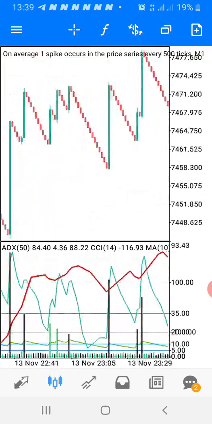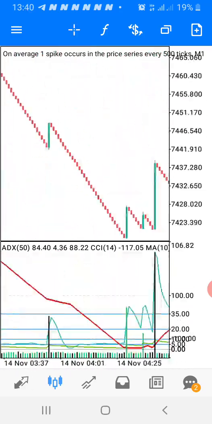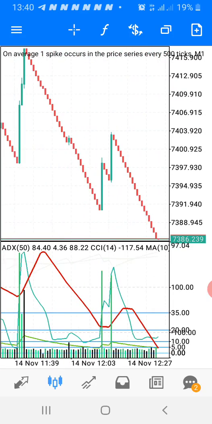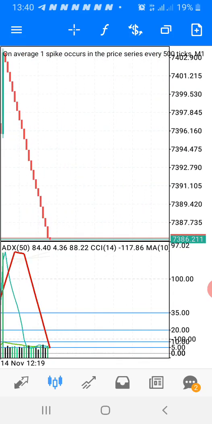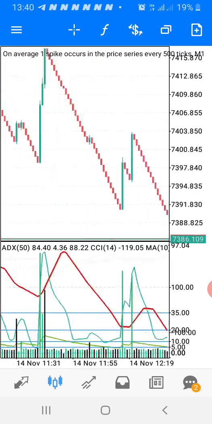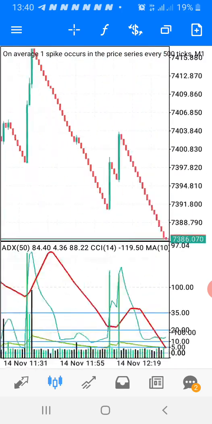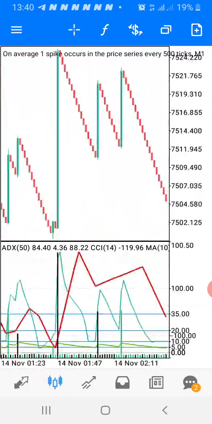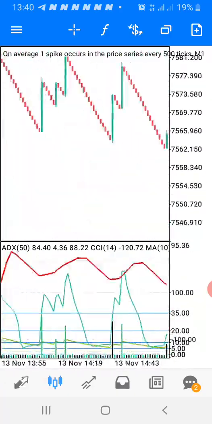So this strategy works well. Just use it well. Avoid risk. We are still waiting for this one. You can see the crossing just started, though it has not been finalized, but we are going to get the spike. I'm expecting the spike. Yeah, so this is how this strategy works.